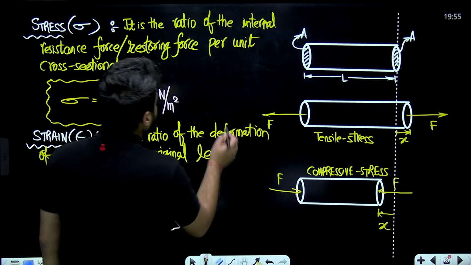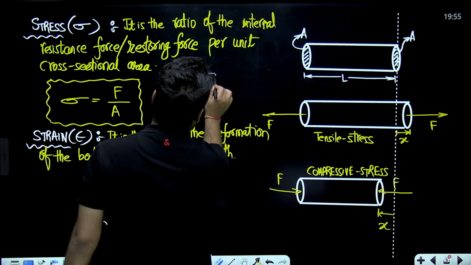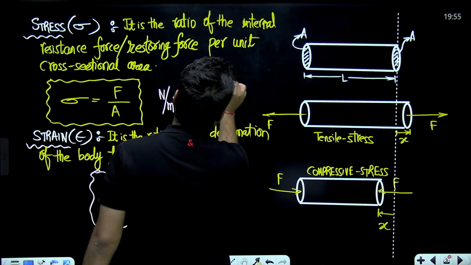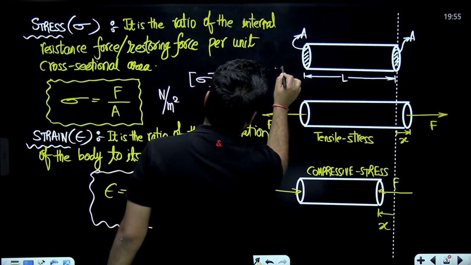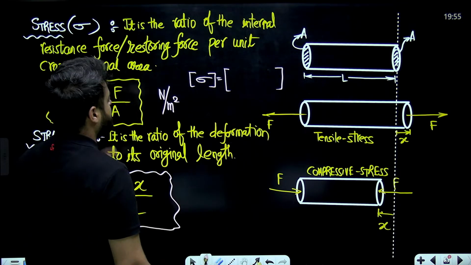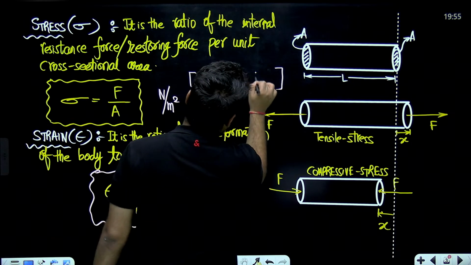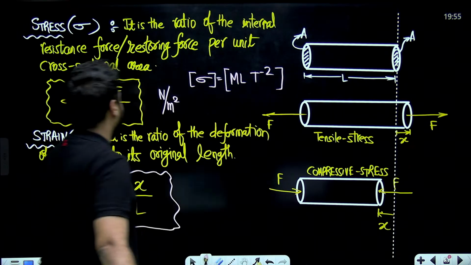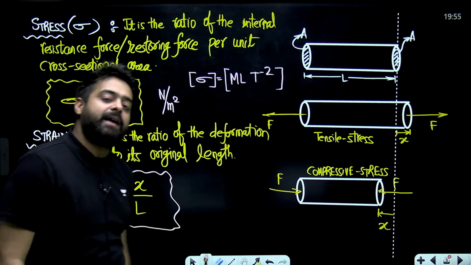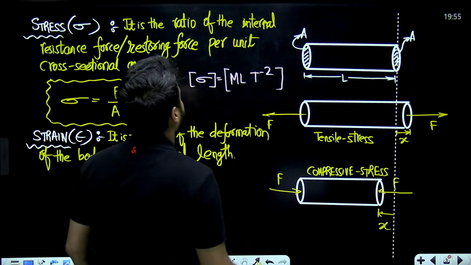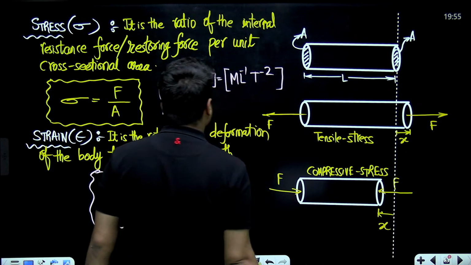So what is the dimension for stress? What is the dimension for force? Mass into acceleration, that is M L T to the minus 2, and you need to divide by the area. The area dimension is L square. If you divide by L square, the L becomes L to the minus 1. That's it.